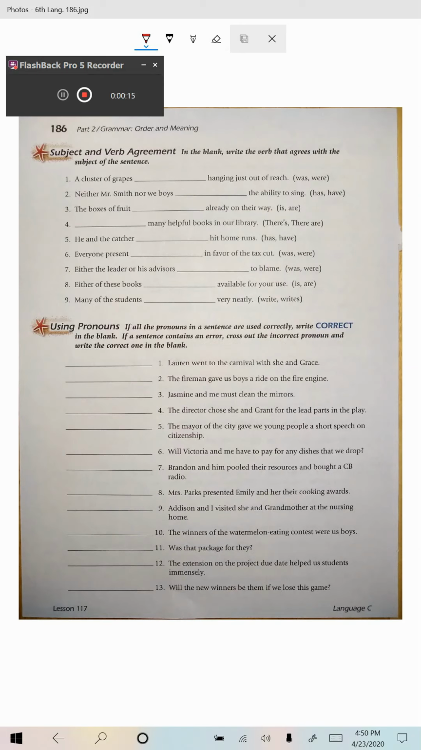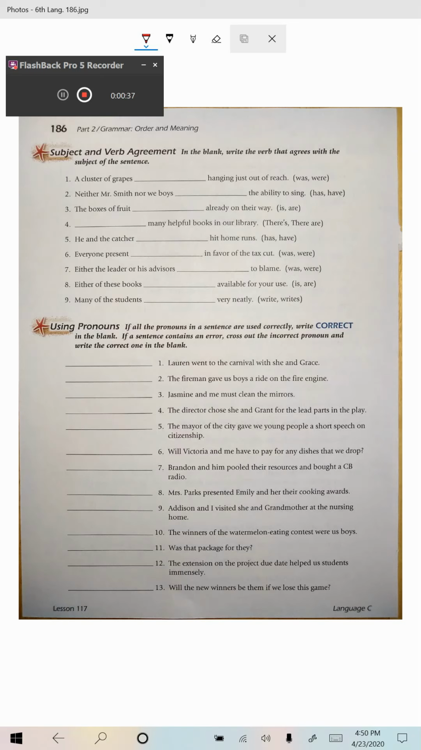Let me look in my book here a second. All right, looks like I'm going to do kind of like what I did yesterday. Do part of it with you and leave the rest of it for you to do on your own. All right, so subject and verb agreement. We'll jump right in today. In the blank, write the verb that agrees with the subject of the sentence.